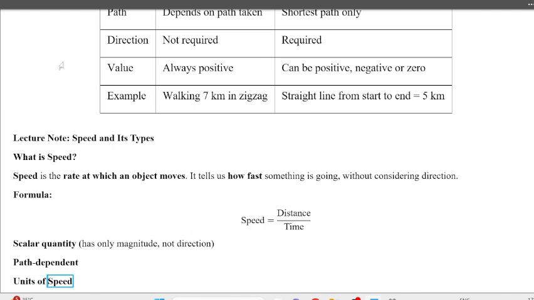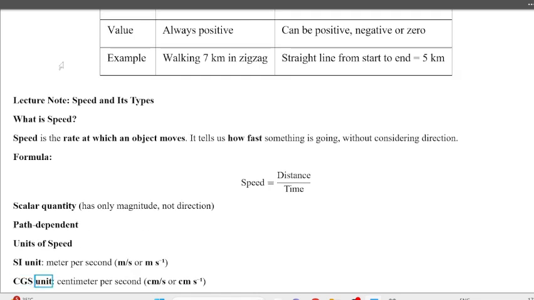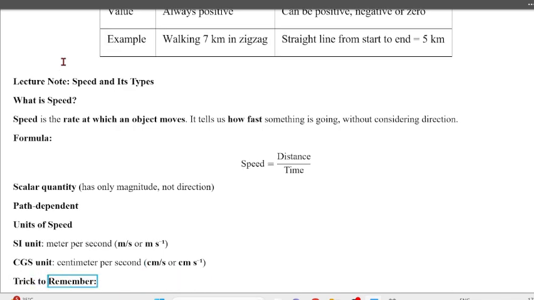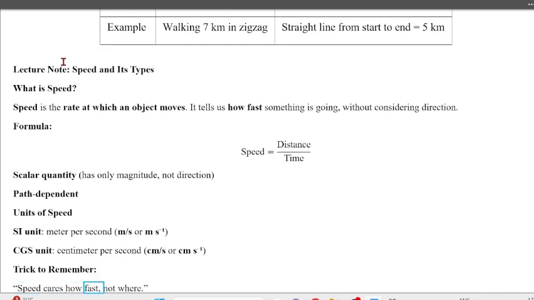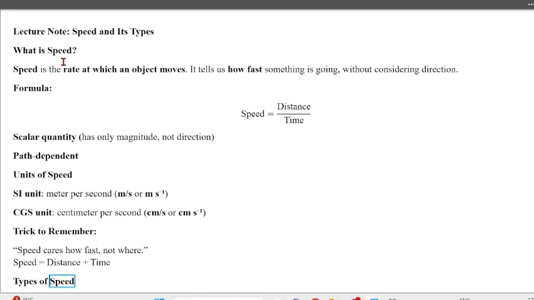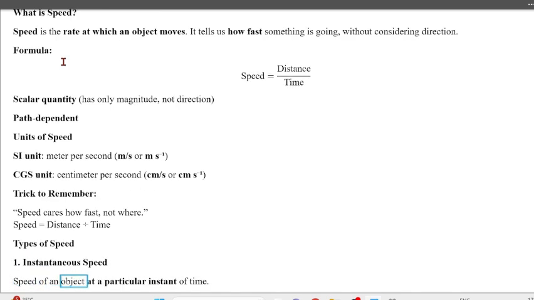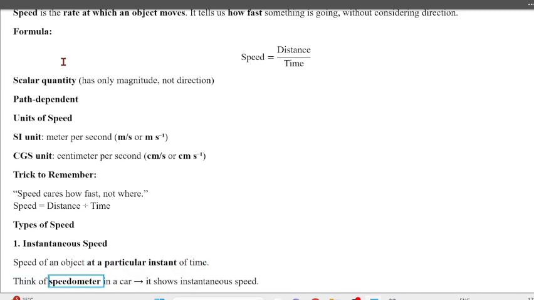It is path dependent. Units of speed: SI unit, meter per second, m/s or m s^-1. CGS unit, centimeter per second, cm/s or cm s^-1. Trick to remember: speed cares how fast, not where. Speed is equal to distance divided by time. Types of speed: 1. Instantaneous speed, the speed of an object at a particular instant of time. Think of the speedometer in a car.